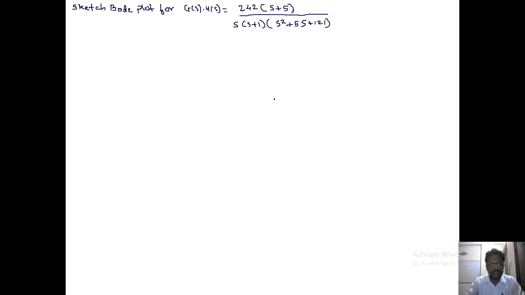Today we will discuss one more numerical on Bode plot. In this numerical we can see a quadratic pole present, s square plus 5s plus 121. Whenever a quadratic pole is present in a numerical, how to solve it, let us discuss. So our G(s)H(s) is 242 (s plus 5) by s (s plus 1) (s square plus 5s plus 121). Our very first step is to convert our numerical into a standard form, that is a 1 plus s form.